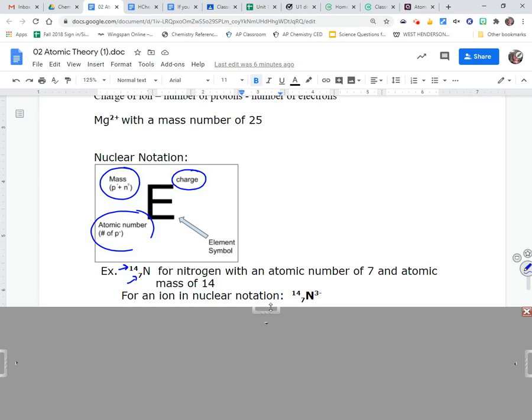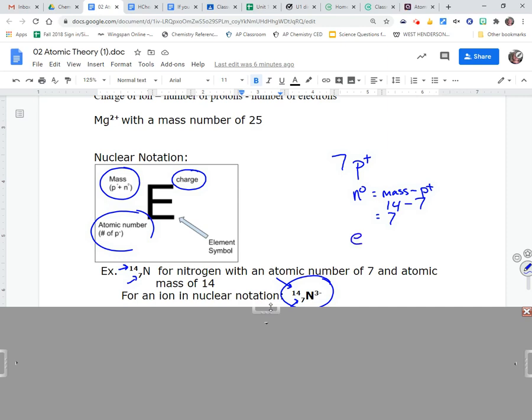So let's look at this one and look at the protons, neutrons, and electrons. For this ion, I need my number of protons, and the number of protons is located in that bottom number. So this is 7 protons. Then to get the neutrons, neutrons are going to be mass minus protons. So this is going to be 14 minus 7, and so I end up with 7 neutrons.